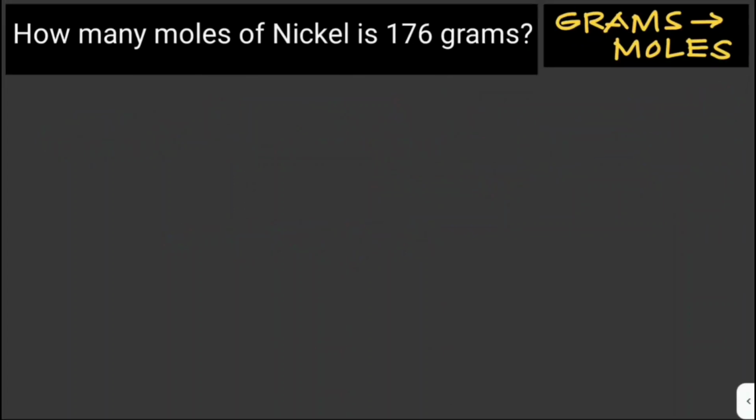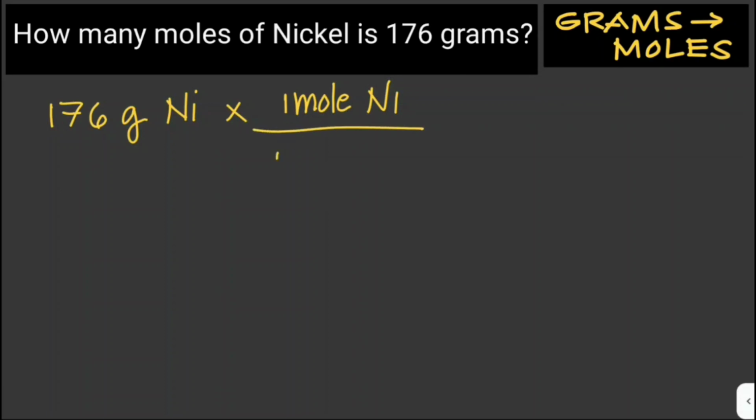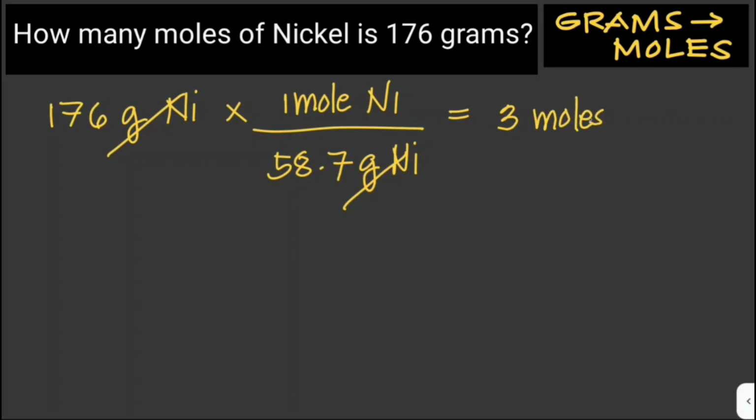Okay, next, how many moles of nickel is 176 grams? So we're given here the number of grams of nickel and then we convert this into number of moles. So that would be 176 grams of nickel. We multiply this by the molar mass of nickel. So that is 1 mole of nickel is just equal to 58.7 grams of nickel. Okay, and then the grams here cancel out. So that would be equal to 3 moles of nickel.